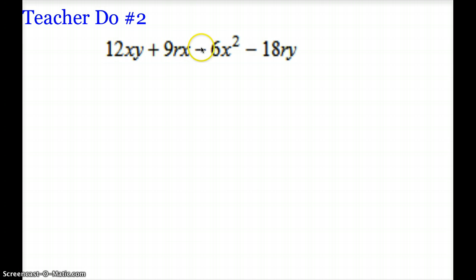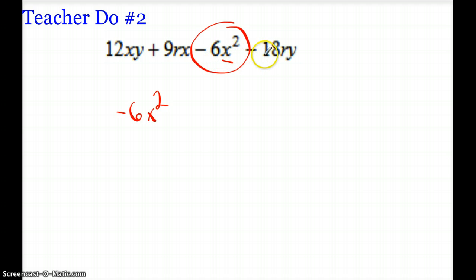Okay, so this one's a little tricky. When I look at this one, what I notice is it is out of order. Things aren't the way I expect them to be. I see this x squared here, so I'm going to want to put this one first. I'll have the negative 6x squared because it's a square. I'm now going to go in descending order.